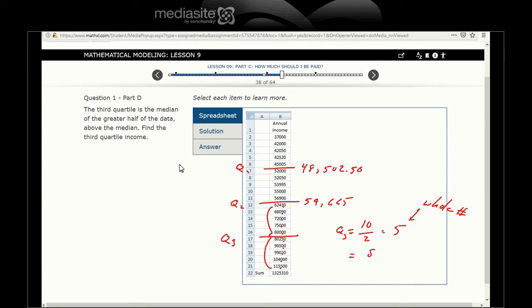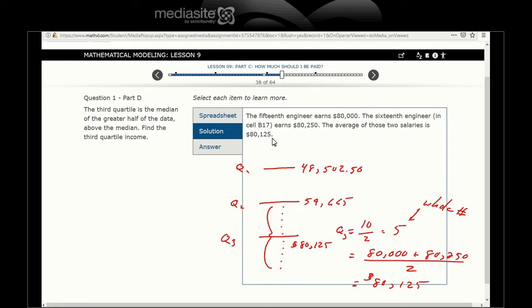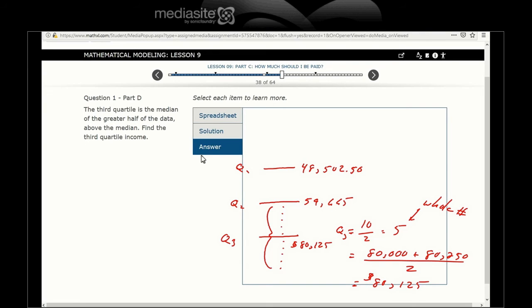So this would be 80,000 plus 80,250 divided by 2, which should be $80,125. What do we get? 80,125. Alrighty.